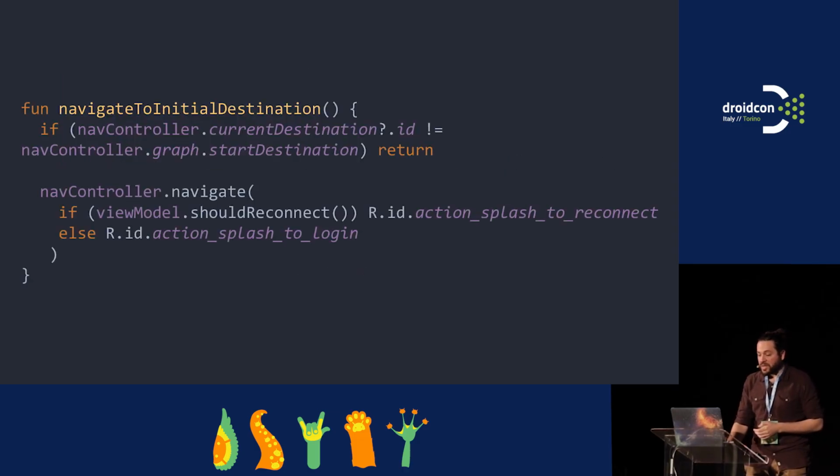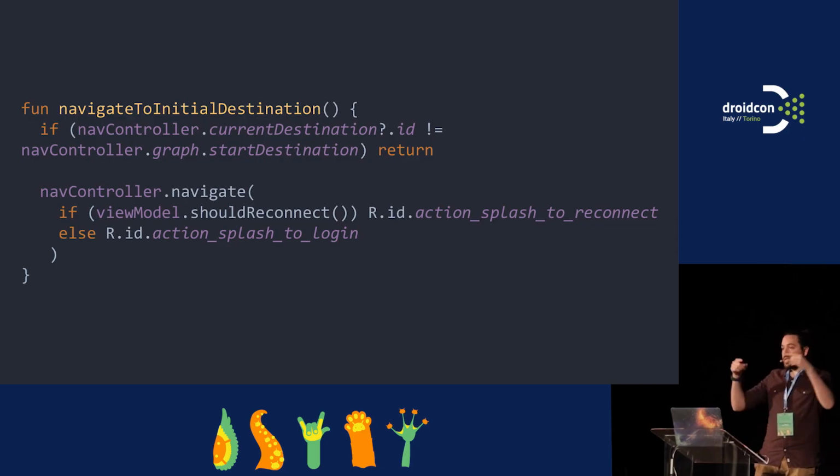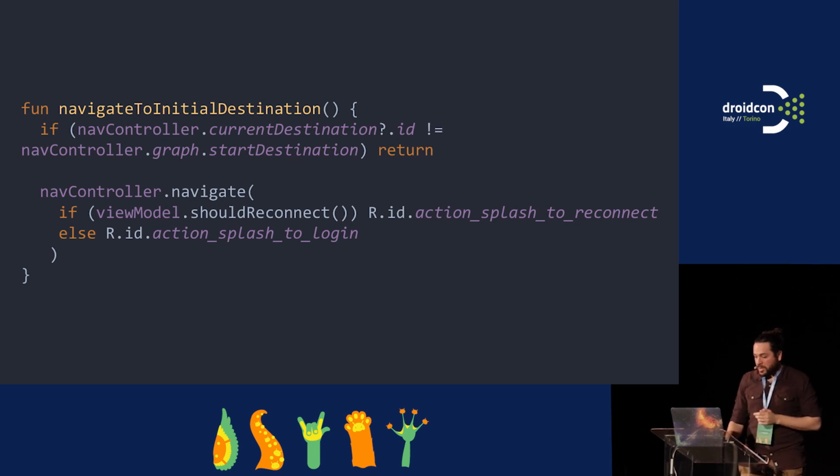So when we are calling navigate to the initial destination, if we call an action that is linking two destinations, but you are not on the first destination, the app crashes, and that's normal. So what we did is that we checked the current destination and checked if it's the start destination of our nav graph, then we can redirect. If it's not, we don't have to redirect because we consider that's a restoring state.